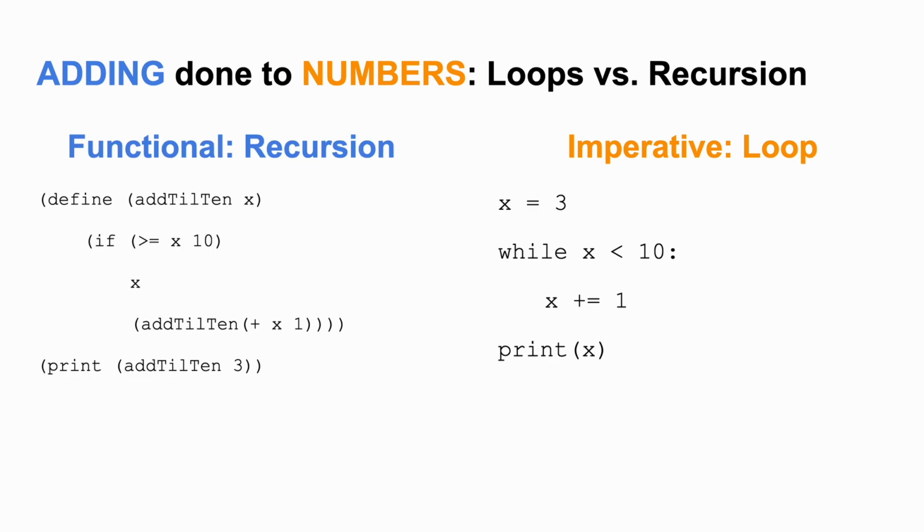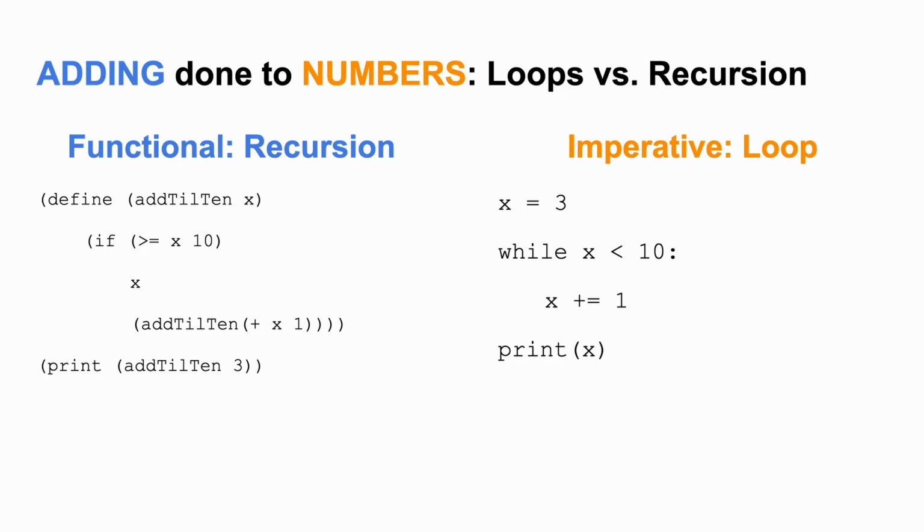In functional programming, we don't typically use loops, instead we use recursion. Here's an example written in Racket. I define a function add_10 that takes in a parameter x and returns x if it is at least 10, otherwise it does a recursive call on x plus 1. Then to get the output, we have nested function calls. We call the print function on the result of calling the add_10 function on 3.